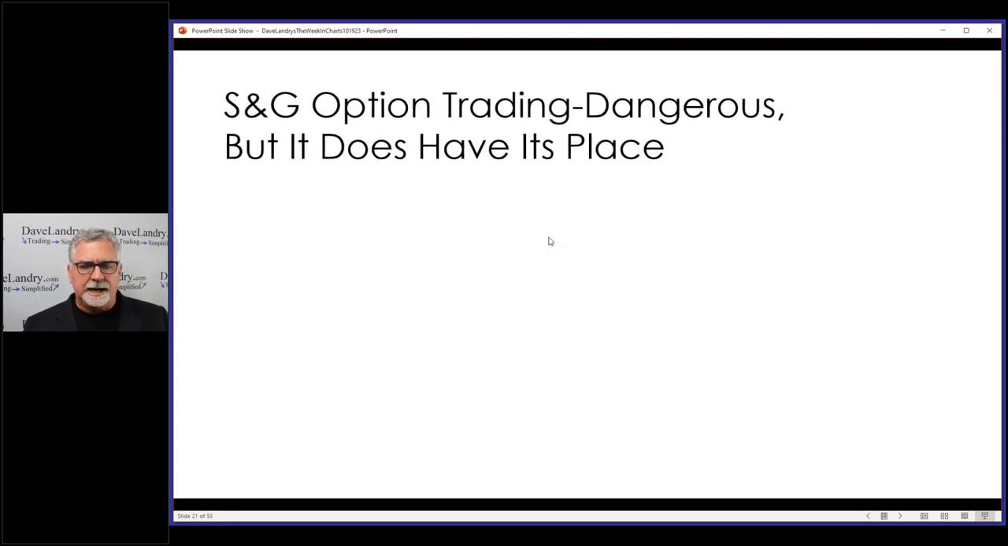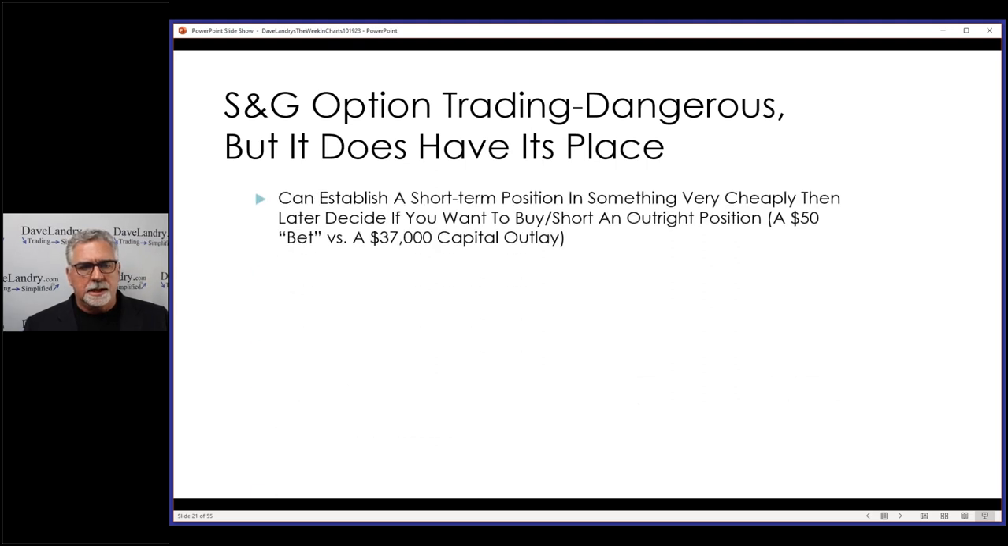Now, if you're doing that S&G option trading, it can be dangerous, but it does have its place. So $50, as the example I used, you can establish a short position that would have required a $37,000 capital outlay, okay? So it's like 17 and a half or whatever the stock was at the time. If you want to short it, you're going to have to put up $37,000 worth of capital, or you can put up $50, okay? But you only get 4 days, it's out the money. Chances of expiring worthless is pretty darn good.